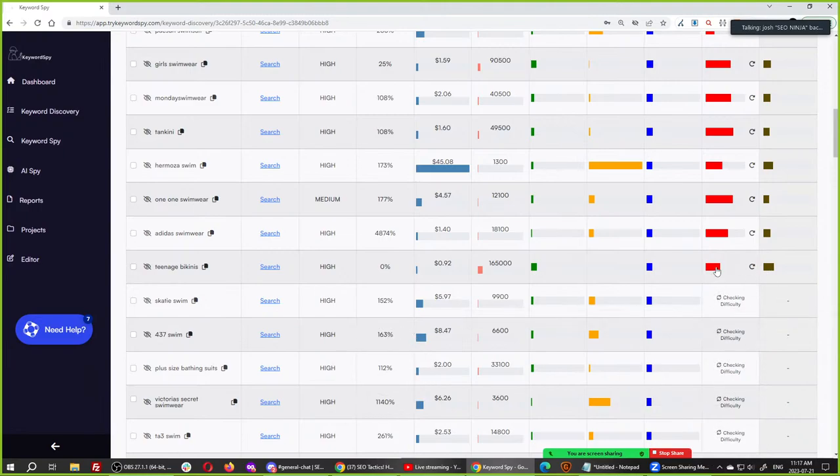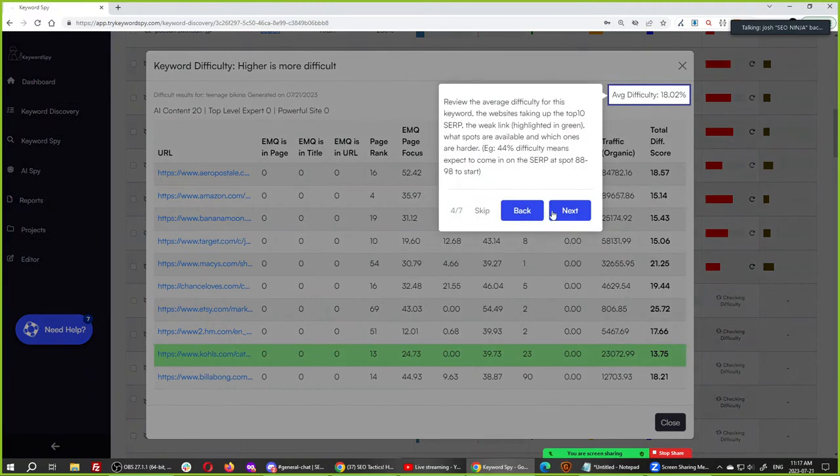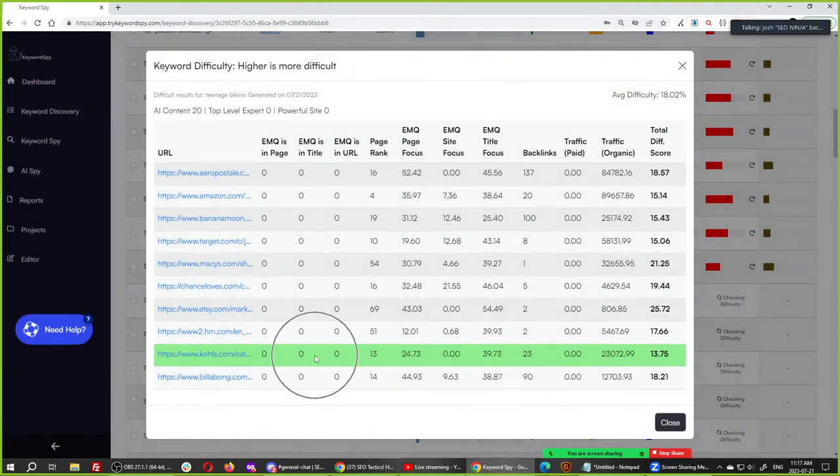Checking the difficulty out. Some of these get super easy. Teenage bikinis. Super easy to rank for this. The low-hanging fruit is this one here. Look, nobody is trying to optimize for this. The page rank is pathetic. You could rank for this way, way easier. So that's good to know. Apparently no one has the money to buy links on it because they're not buying any traffic. So they're not so flush with cash that they can buy traffic and buy links for this at the same time. So that's good to know as well. Or they just don't care. So there's some stuff you can rank for here.